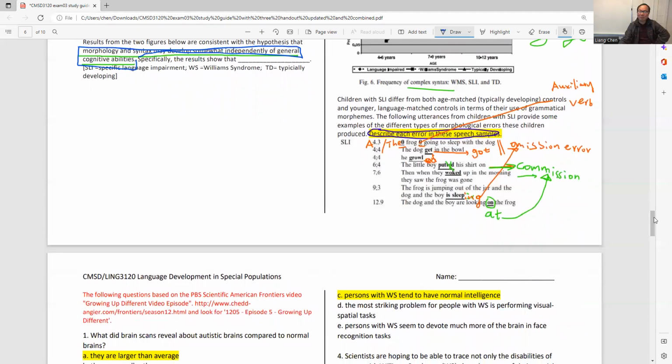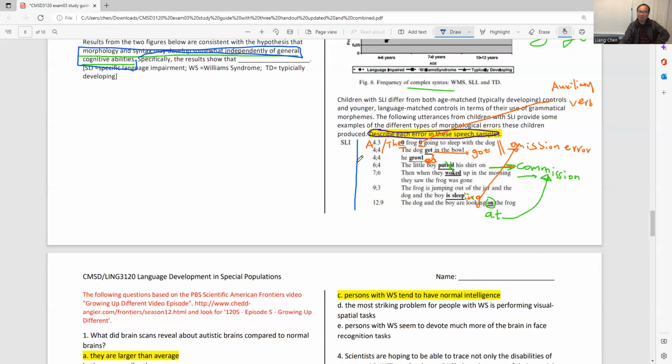Now this speech sample I've looked at here. There are some omission areas and some commission areas I've indicated here. So the red ones are omission areas. The green ones are commission areas.